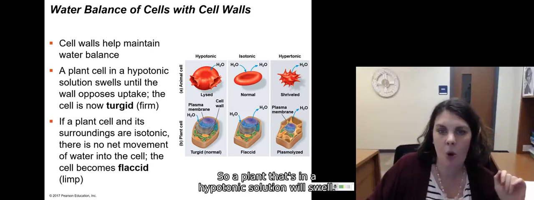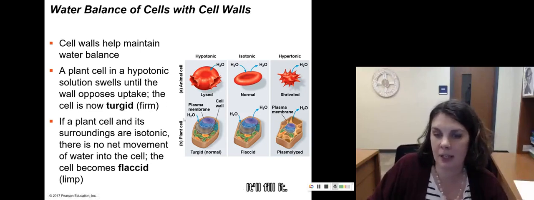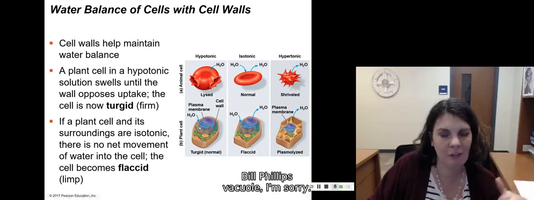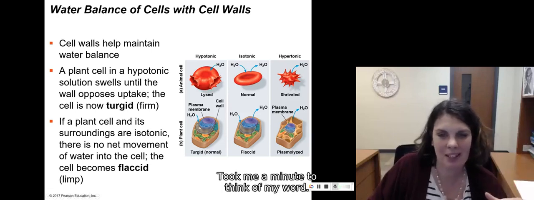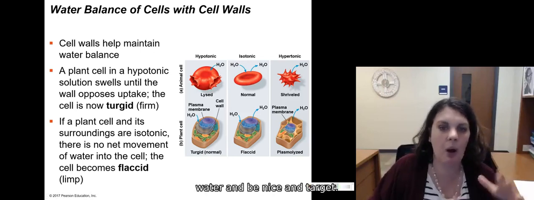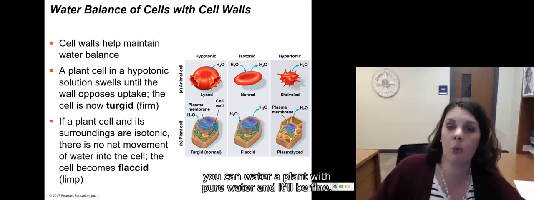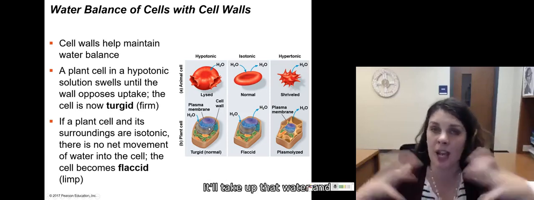So a plant that's in a hypotonic solution will swell. It'll fill its vacuole. I'm sorry, it took me a minute to think of my word. It'll fill its vacuole with water and be nice and turgid. So you can water a plant with pure water and it'll be fine.